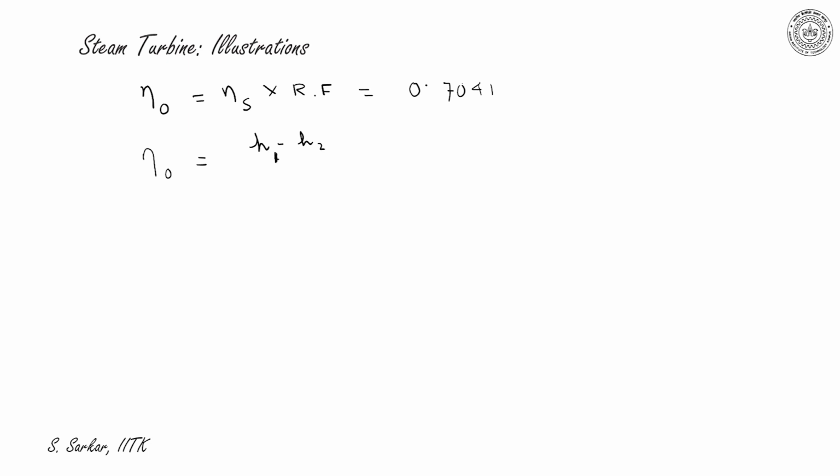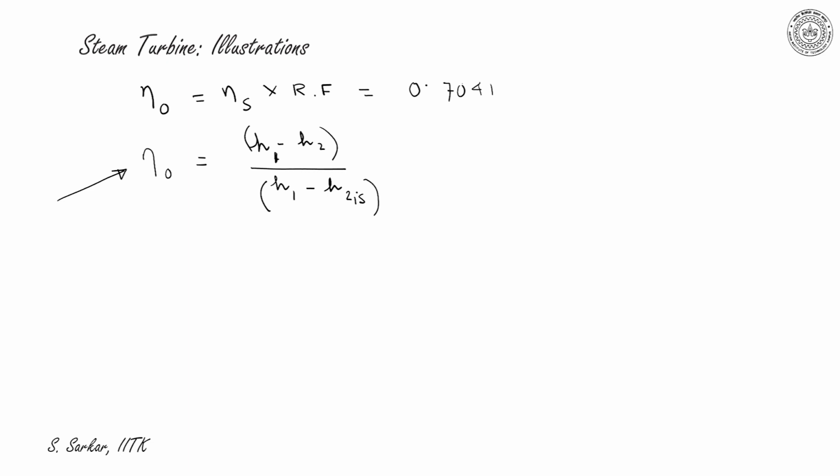Now from the definition of eta 0, I can write it is equal to H1 minus H2, which is the actual expansion, divided by H1 minus H2S. So eta 0 is the ratio of actual expansion through multi-stages divided by the ideal isentropic enthalpy drop. So again, let me say eta 0, the overall efficiency, is the ratio of actual enthalpy drop divided by isentropic enthalpy drop through the number of stages.